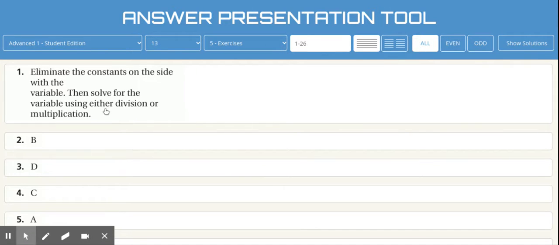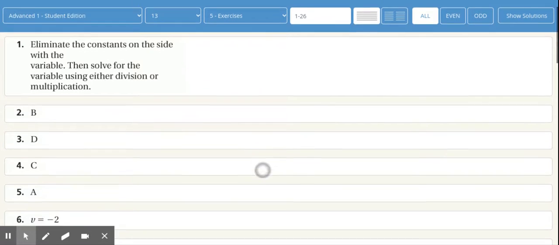All right, so you should look at number 1. This was how do you solve a two-step equation. Some of you may have said it in different ways, but basically you need to get rid of all the constants on one side and make sure you isolate the variable and solve for the variable. Number 2 is B, 3 was D, 4 was C, and 5 was A.